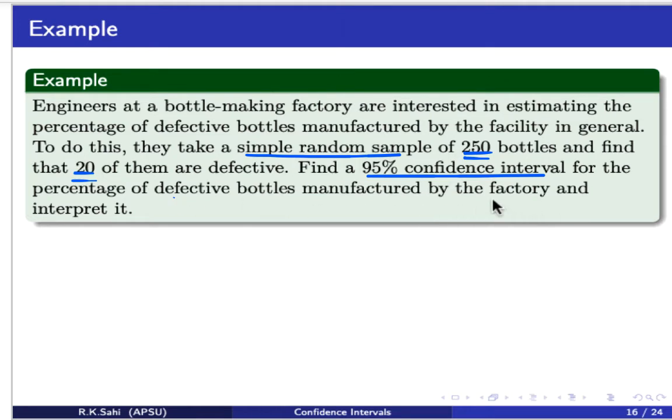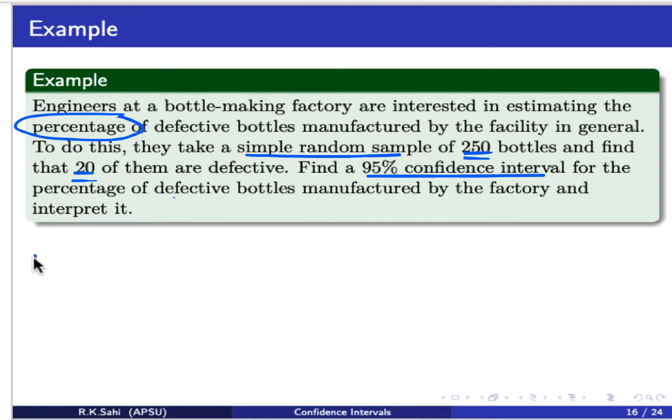We would like to find a 95% confidence interval for the percentage of defective bottles manufactured by the factory and interpret it. Okay, the moment you see the word percentage, it's a proportion. You see the word percentage, that's the key: oh, percentage, I'm having proportions. If it is something related to a mean, you would see the word mean or average over there. So percentage means we are working with proportions.